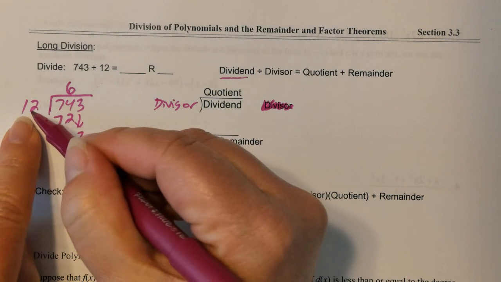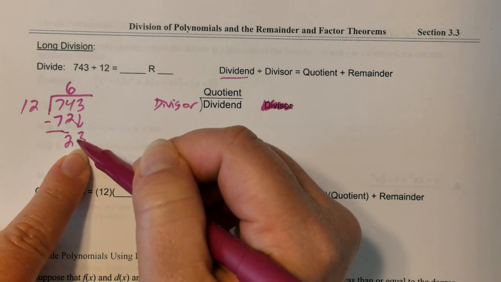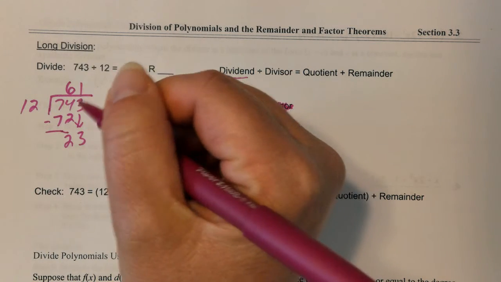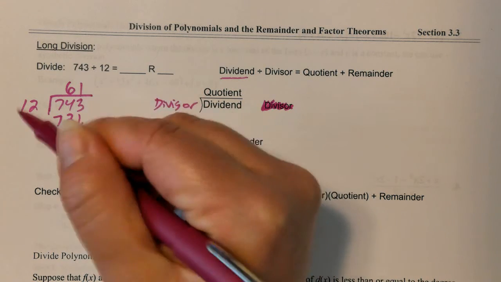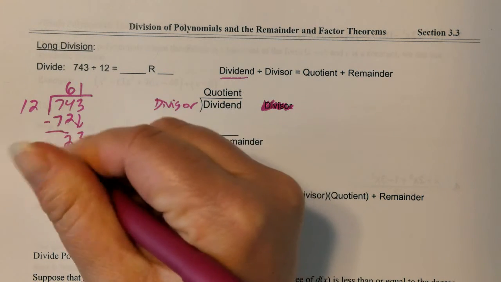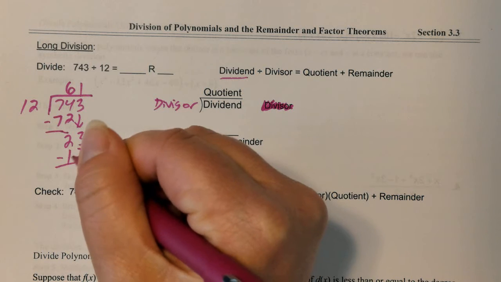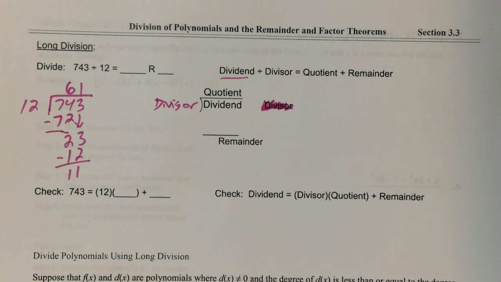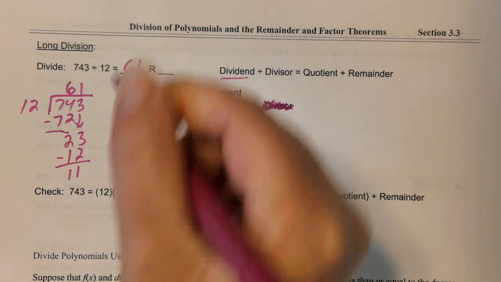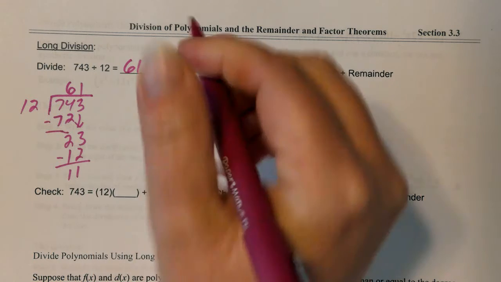We ask ourselves, how many times will 12 go into 23? It'll only go once. Notice how I'm lining up my place values up there. Then we multiply back. 1 times 12 is 12. After we multiply, we subtract. 23 minus 12 is 11. So our answer, the quotient, the answer to the division problem, is 61. And we had a remainder of 11.